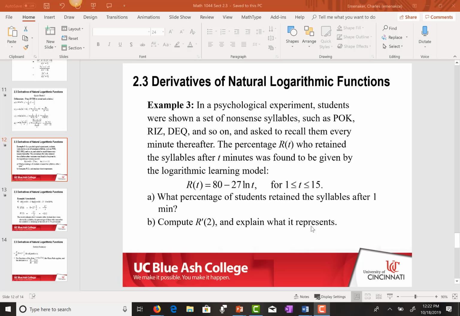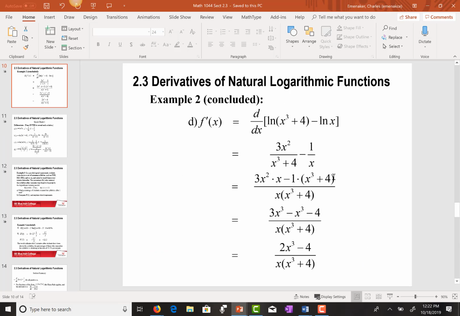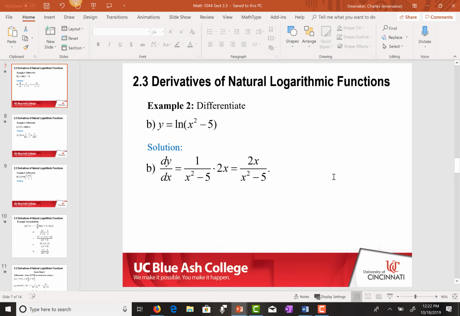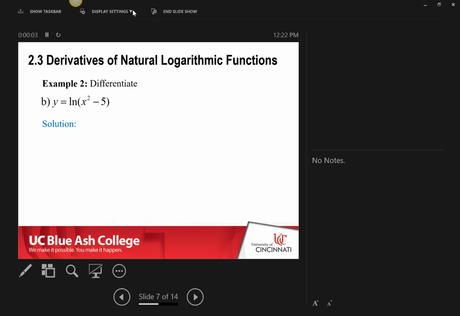Function itself in the denominator and its derivative in the numerator. So for example, let's go back a couple spots for us. If we had something like the natural log of x squared minus 5 that we're going to take the derivative of.